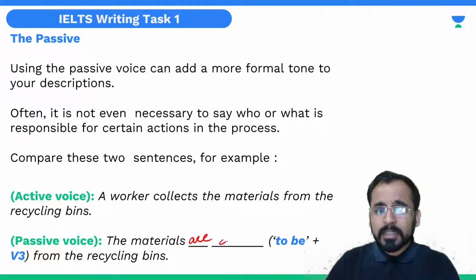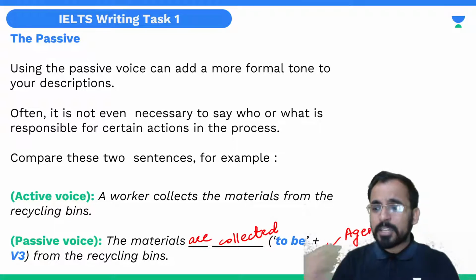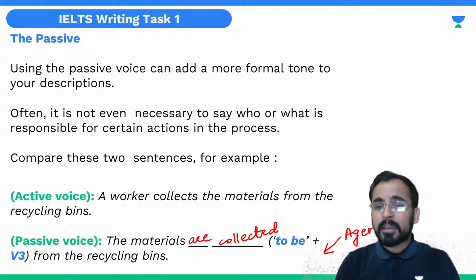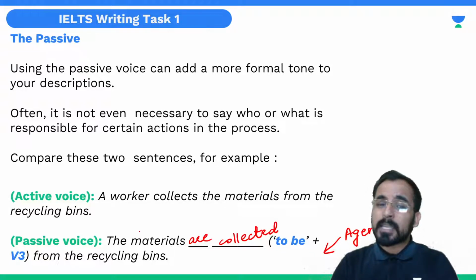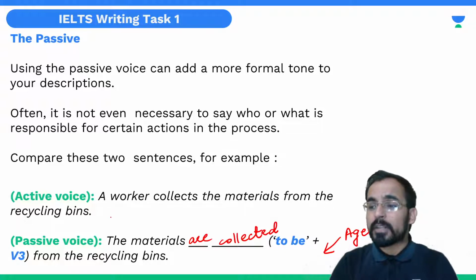Now my question is, we just said the materials are collected from the recycling bins. Did we mention any agent in this sentence? Did we say by? When we made this same sentence in passive, did we talk about the agent? Did we say by a worker? The materials are collected from the recycling bins. Did we say by a worker? No. Why? Because sir, we just said that when we use passive voice, the agent is not important.